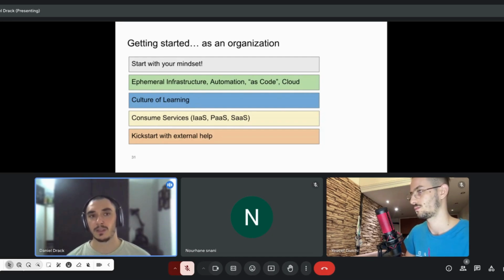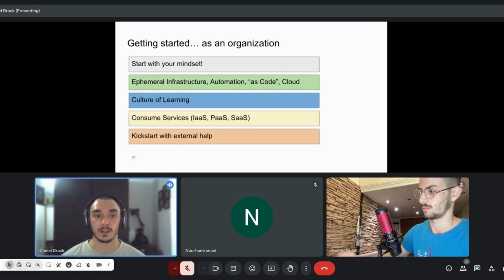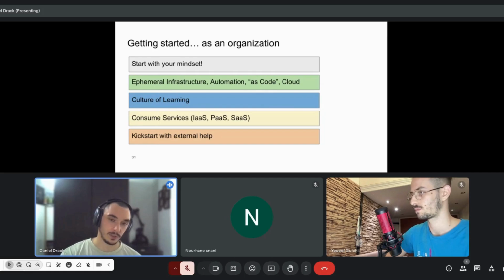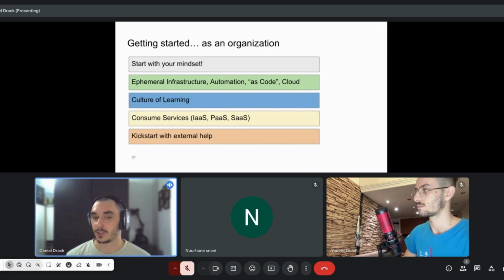You definitely, as an organization, need to implement the culture of learning. So what I mentioned before is the approach you need to take as a person, but you need to foster a culture of learning as an organization to enable people to actually learn all this new cloud native stuff. If you don't have a culture of learning and you just expect people to know or to figure it out themselves, this will not work. Promise you that.